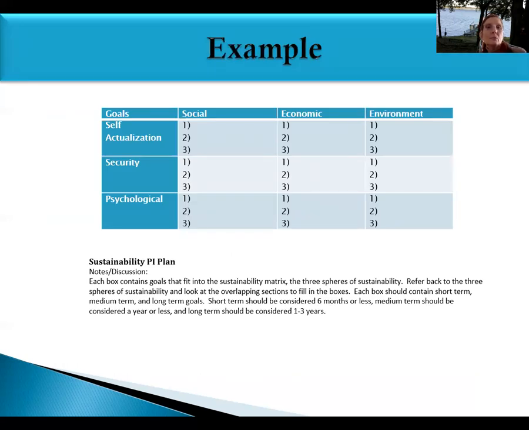So here's an example. Under self-actualization, you would have your short, medium, and long-term goals, the same with security, the same with your physiological goals, and of course, where they cross with social, economic, and the environment. So each box contains goals that fit into the sustainability matrix, the 3 spheres of sustainability. So you want to refer back to the 3 spheres and look at the overlapping sections and fill in the boxes as your team has elected to do so.